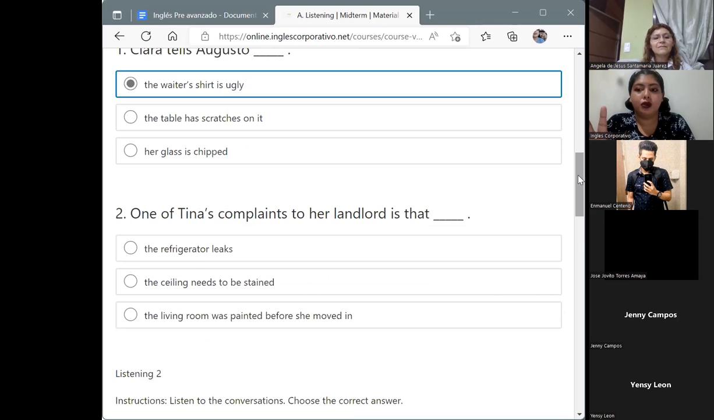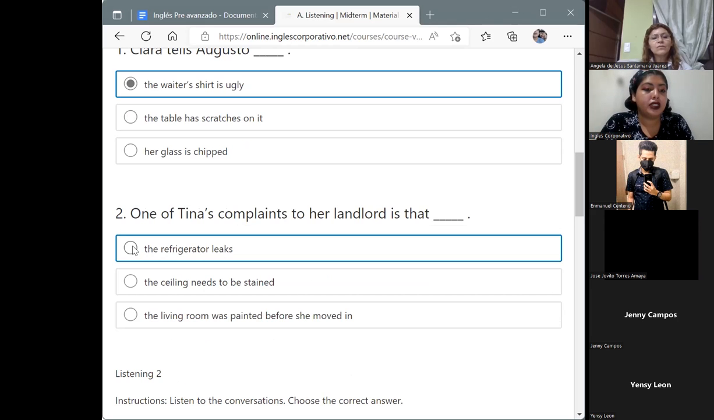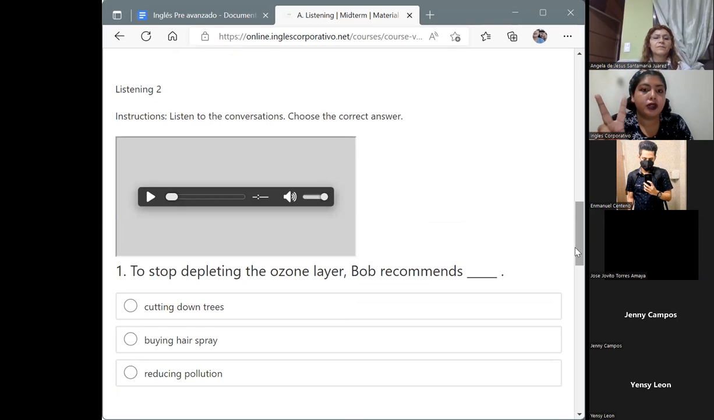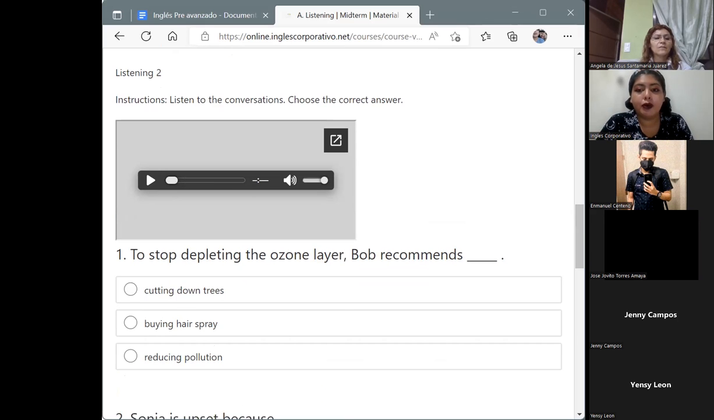Then, number two. One of Tina's complaints to her landlord is that the refrigerator leaks. Good, the refrigerator leaks. Very good. Then we have listening number two. So we're going to listen. But first, we need to see what the options are.